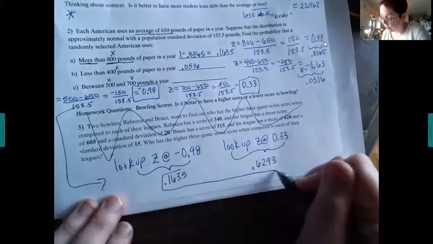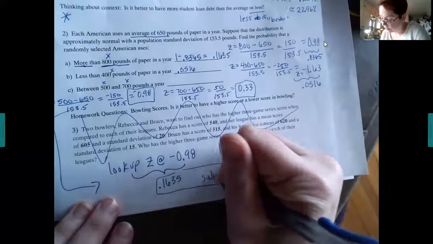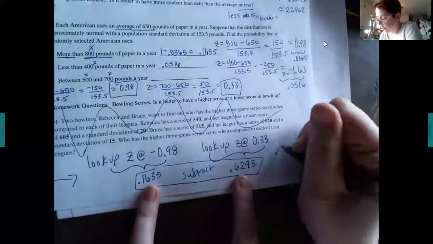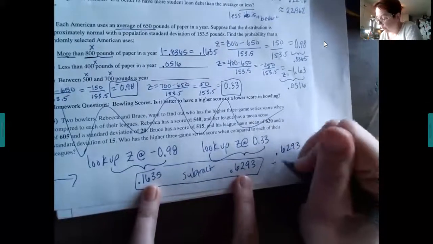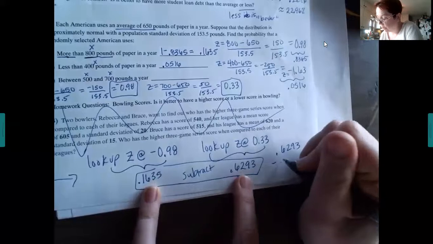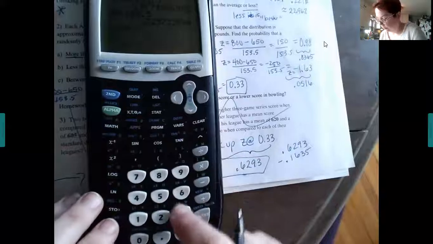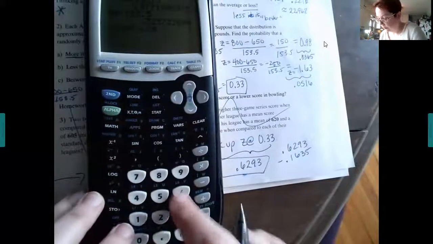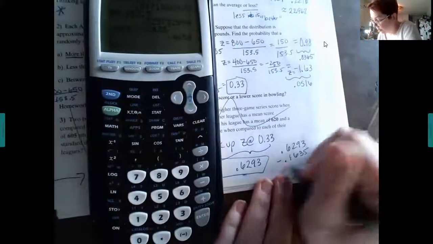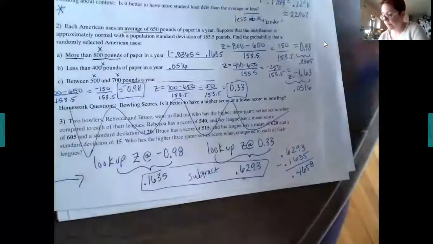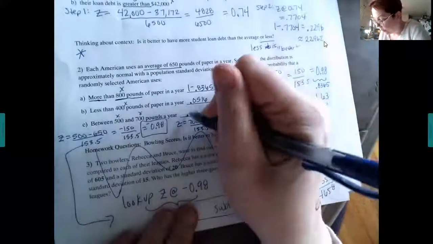And this is what we subtract. Okay, remember it's big minus small. So your answer is always going to be positive. So 0.6293 minus 0.1635. Our answer will be 0.4658. That is a lot of writing, huh?